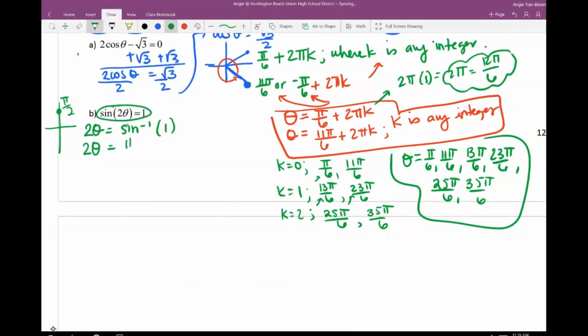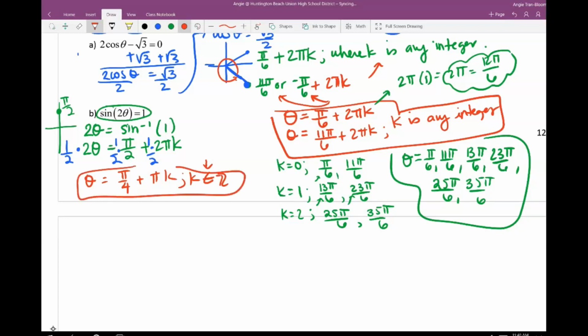So 2 theta equals pi over 2, okay? And again, I'm just going to add 2 pi k because that's the period for the regular parent function of sine. But if you see right here, there's this 2 in the front, so I'm going to multiply each and every term by 2. Okay, so now I'm going to solve. Theta is pi over 4 plus pi k, where k is, the symbol means contained in, any integer. Z is the symbol for integer, so that's a fancy way of writing it. That's the equation. Now I'm going to add a pi k to each.